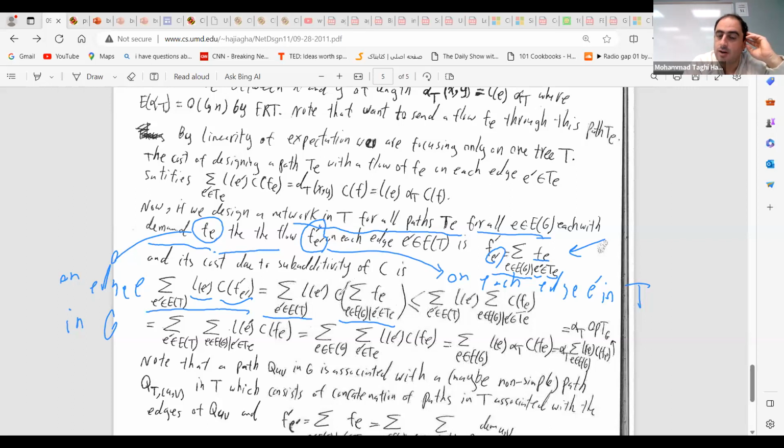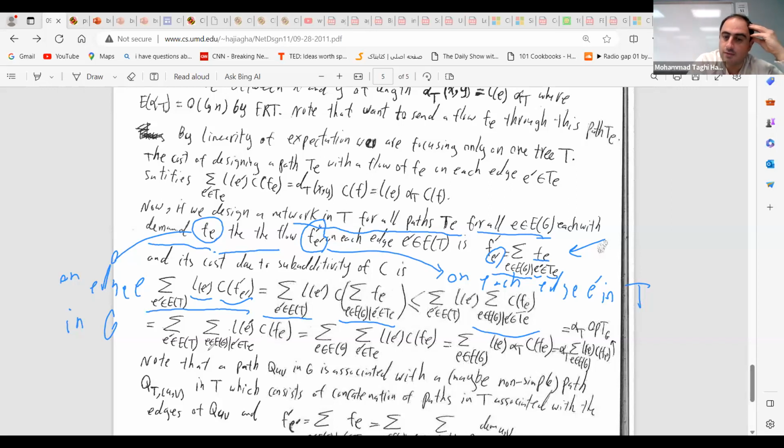Good. Now, because of subadditivity, the C of this is less than or equal to the sum of the individual terms. So here, instead of writing C of sigma, I will write sigma of C. And here I will essentially change the same thing, so instead of C of the whole thing, it would be C of the individual terms. Now, what will happen?